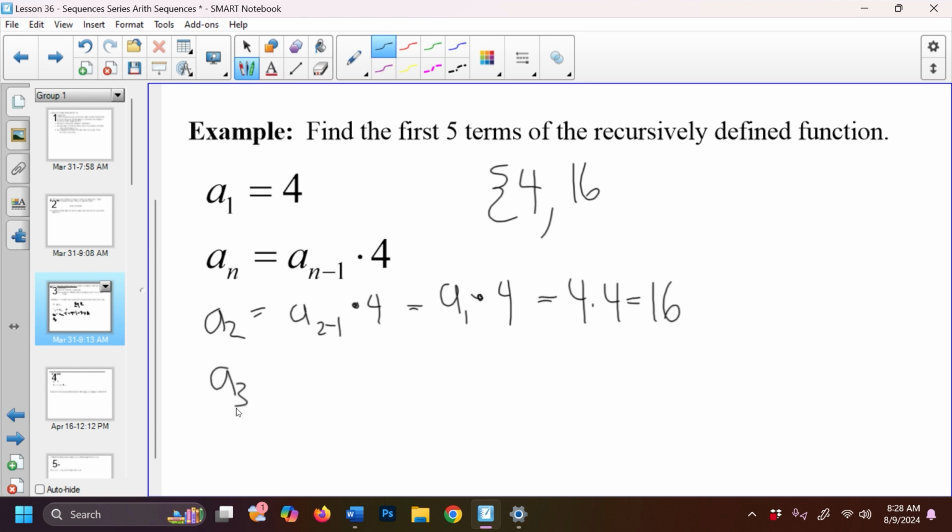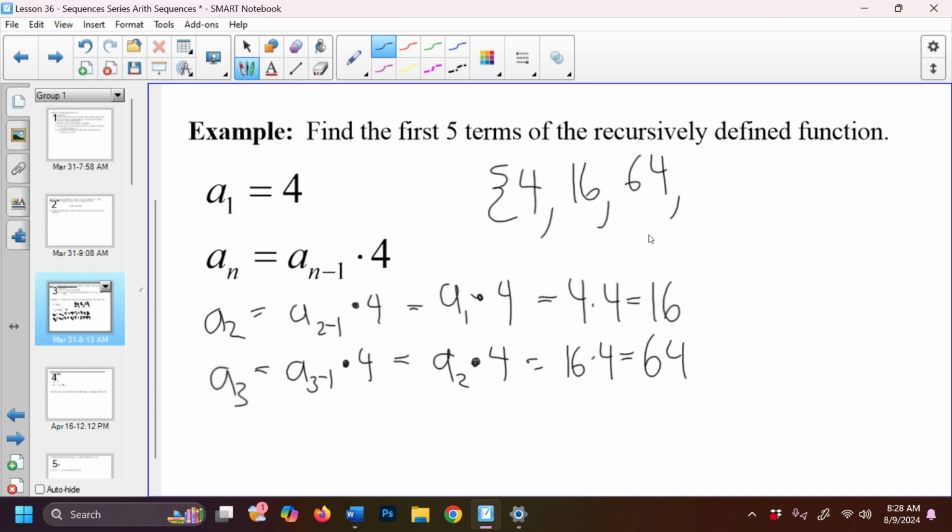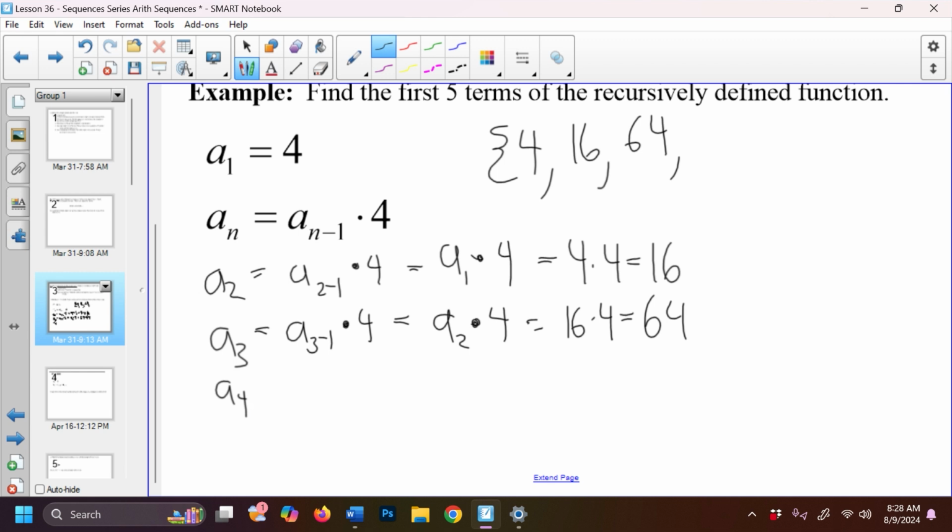A sub 3. That would be the third term, the next term that I'm trying to find. And it would be a sub 3 minus 1 times 4. 3 minus 1, a sub 2 times 4. 16 times 4 is 64. The fourth term, a sub 4, would be a sub 4 minus 1 times 4, which would be a sub 3 times 4, which is 64 times 4, which is 256.